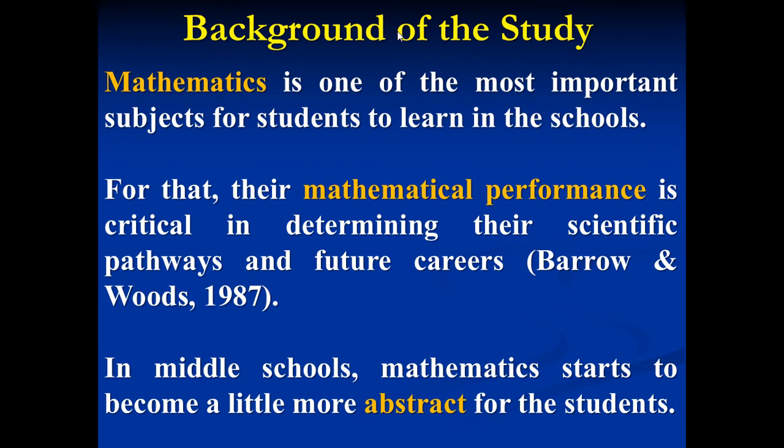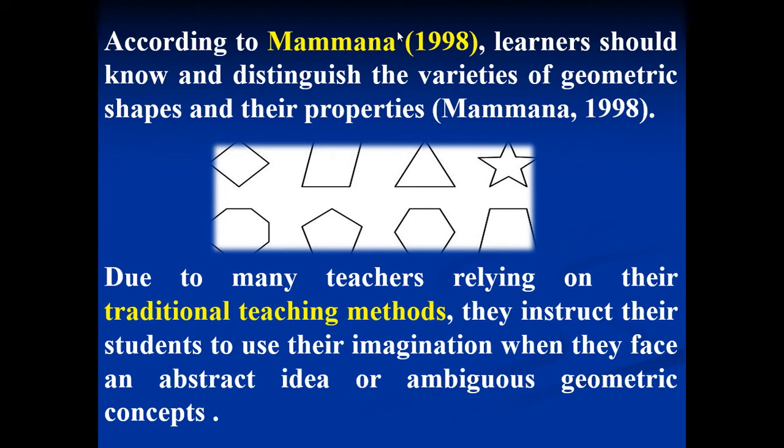Background of the study. Mathematics is one of the most important subject materials for students to learn in schools. For that, their mathematical performance is critical in determining their scientific pathways and future careers, according to Barrow and Woods in 1987. In middle schools, mathematics starts to become a little more abstract for the students. According to Mamana in 1998, learners should know and distinguish the varieties of geometric shapes and their properties, as you can see here in the figure given.